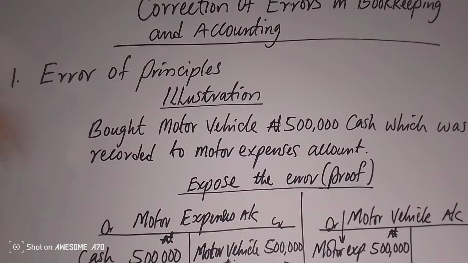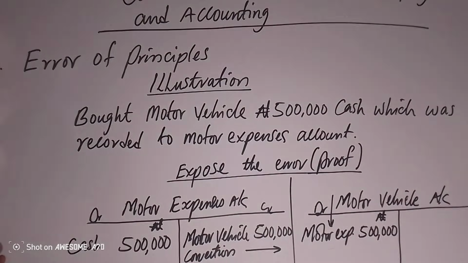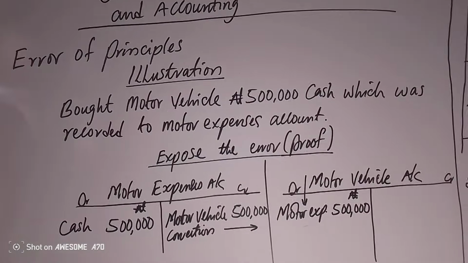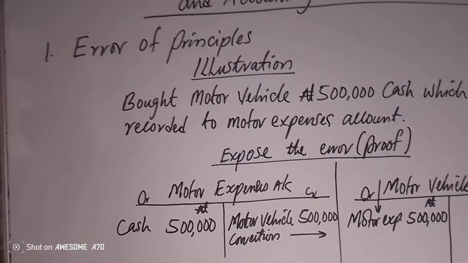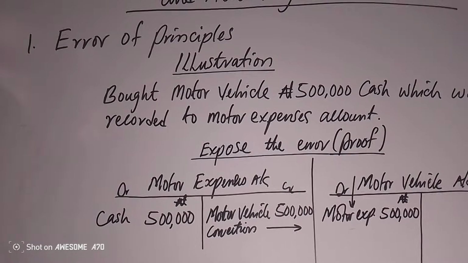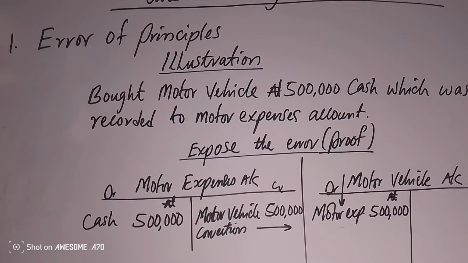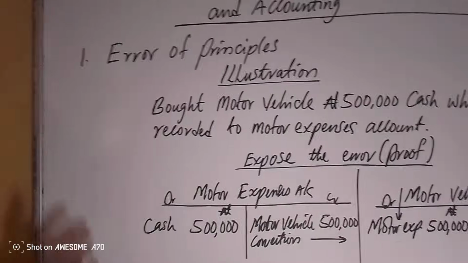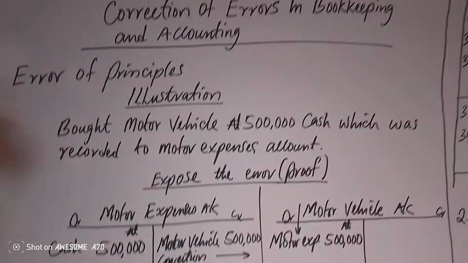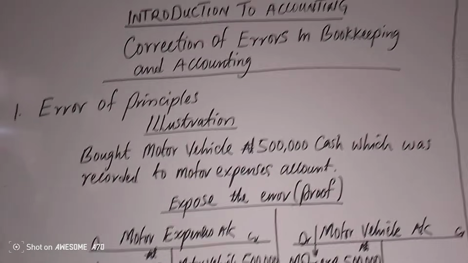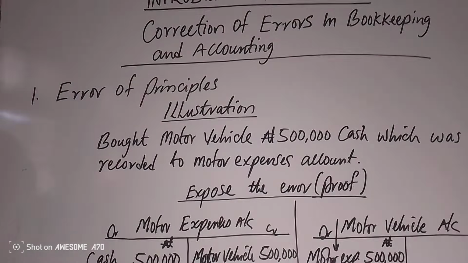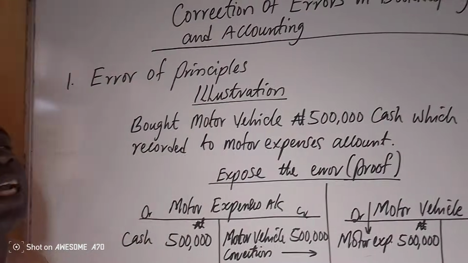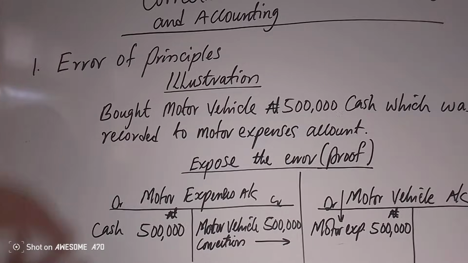I explained that accounts are broadly classified into personal and impersonal. If an impersonal account has been recorded into a personal account, or personal into impersonal, as the case may be, you have committed error of principle. Or even within the impersonal accounts, if you change a real account to a nominal account, you still commit error of principle. So error of principle is committed basically when the classes of account have been used wrongly or interchanged.